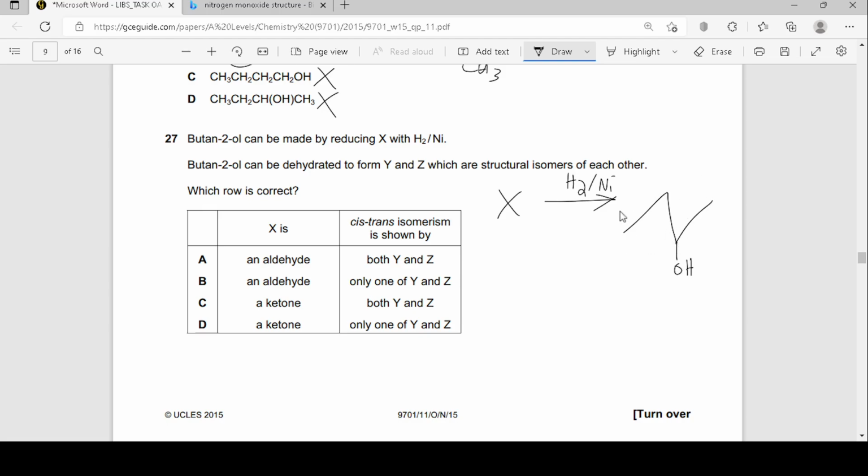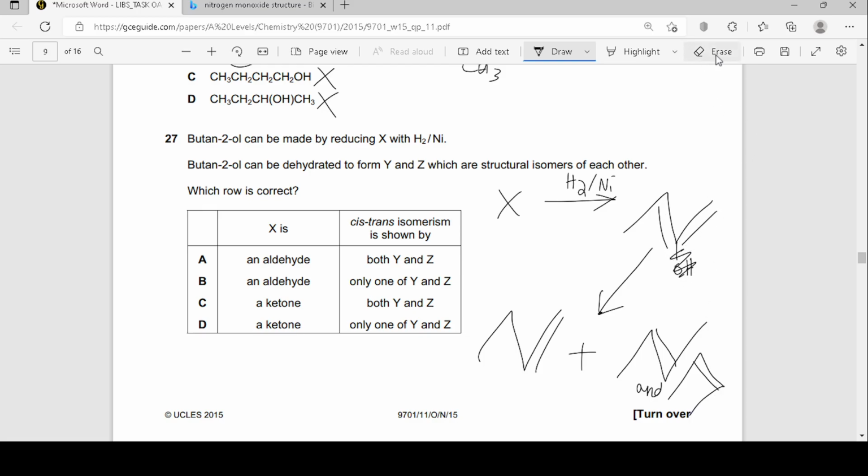So this is what you have. Butan-2-ol: this is how to draw it, 4 carbon atoms, and then a branch on the second one, which has OH. Now butan-2-ol can be dehydrated to form Y and Z, which are structural isomers of each other. Dehydration means you have formed an alkene. So you have formed this, and this and this, right? Because when you dehydrate it, you can form a double bond here, or you can form a double bond here.